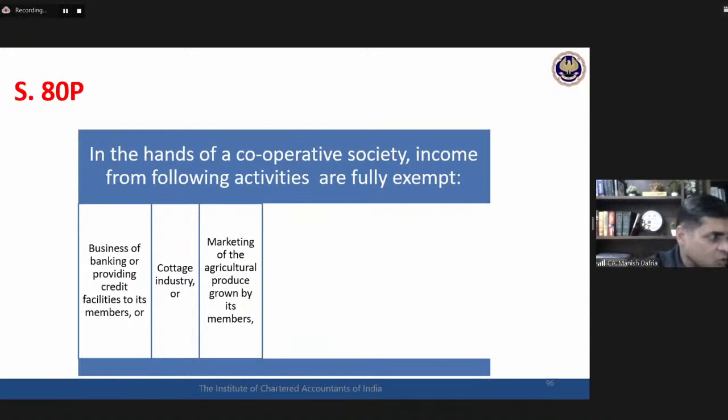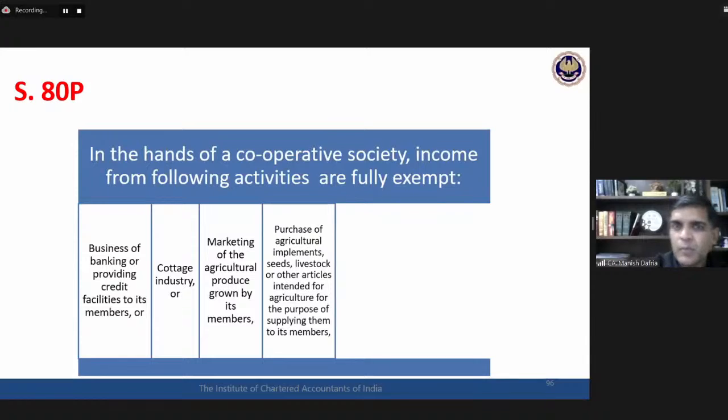Sumit from Mathura, 80P is the specific deduction available for cooperative societies. Other sections also, they may claim the deduction. If other sections are also applicable for them, they can claim the deduction there also. But 80P is specifically for the cooperative societies. So that is the third activity which is exempt with respect to cooperative societies. Then the fourth one.